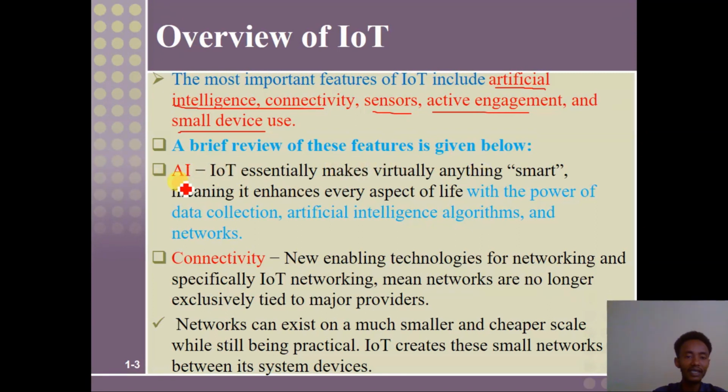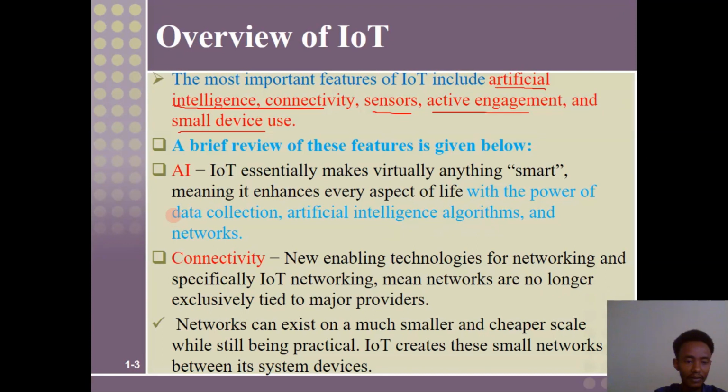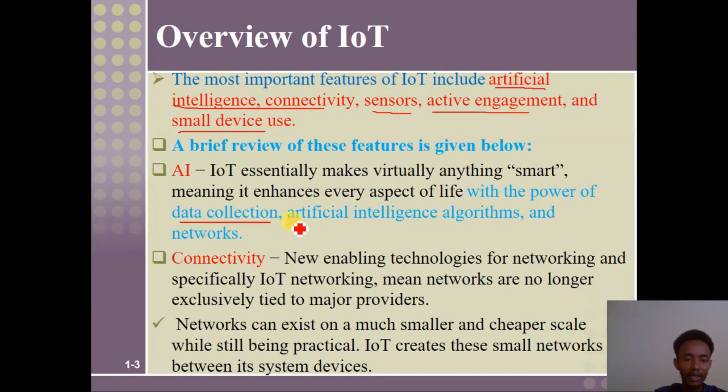Artificial intelligence is one of the first and most important features of IoT. IoT essentially makes virtually anything smart, meaning it enhances every aspect of life with the power of data collection, artificial intelligence algorithms, and networks. The most important advantage of the Internet of Things is to collect the data, analyze the data, and finally take a decision according to the data collected from the environment by using the sensors.